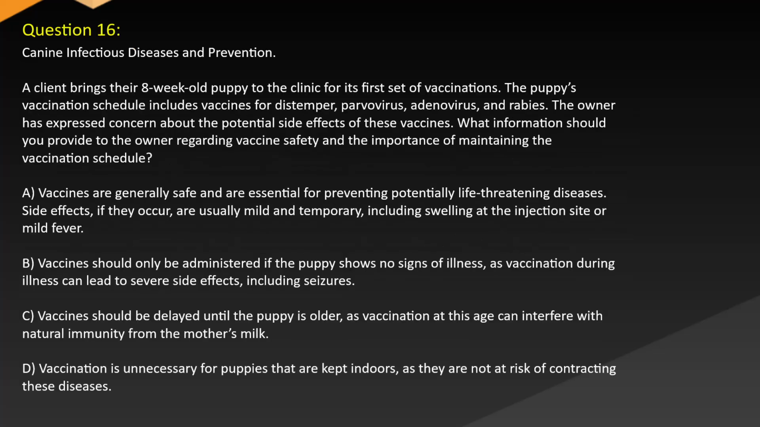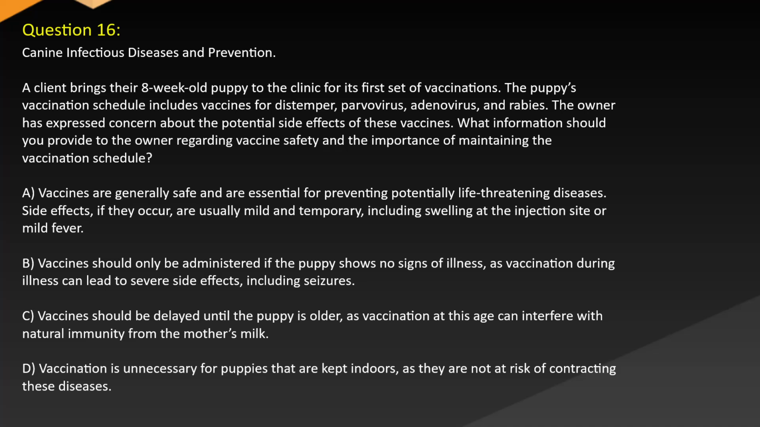Question 16. Canine infectious diseases and prevention. A client brings their 8-week-old puppy to the clinic for its first set of vaccinations. The puppy's vaccination schedule includes vaccines for distemper, parvovirus, adenovirus, and rabies. The owner has expressed concern about the potential side effects of these vaccines. What information should you provide to the owner regarding vaccine safety and the importance of maintaining the vaccination schedule?